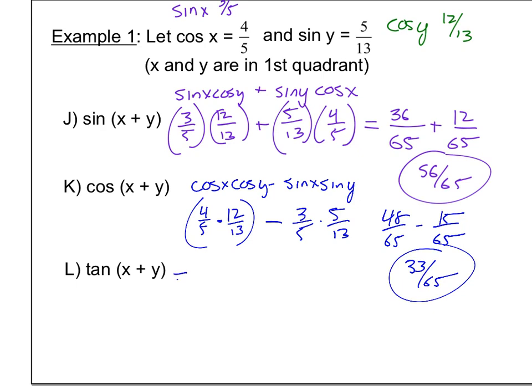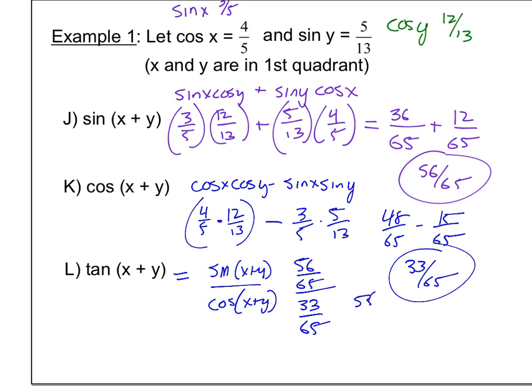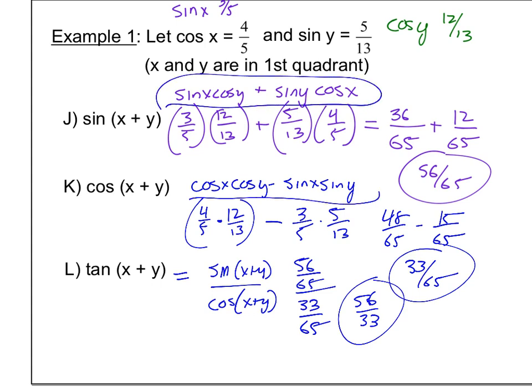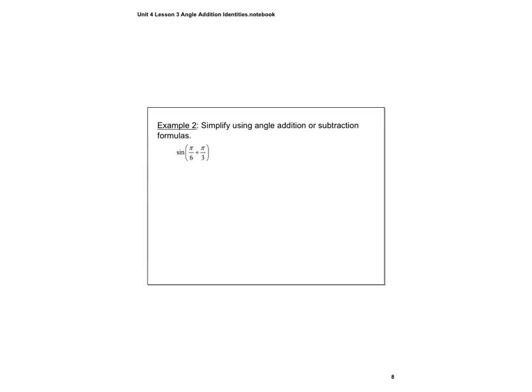So tangent of x plus y, if you look back at your sheet, is going to be sine of x plus y over cosine of x plus y. So that would be 56 over 65 over 33 over 65, which just simplifies to 56 over 33. All right, so all of these came from my cheat sheet. All of these came from a sheet that you need to be aware of.